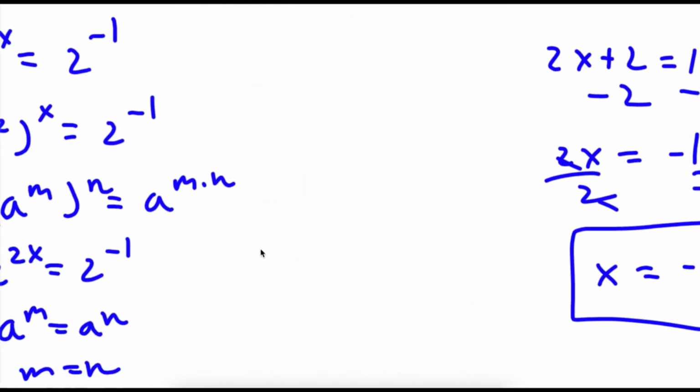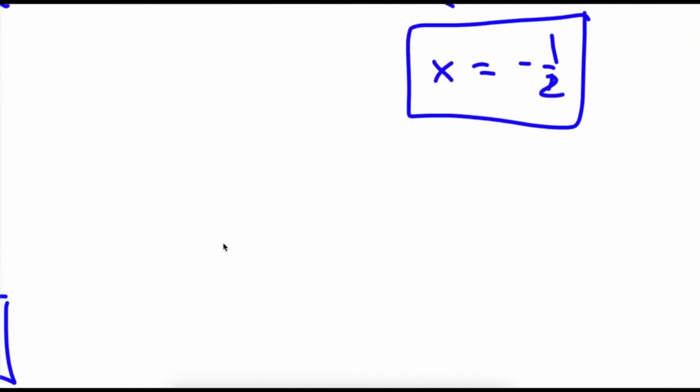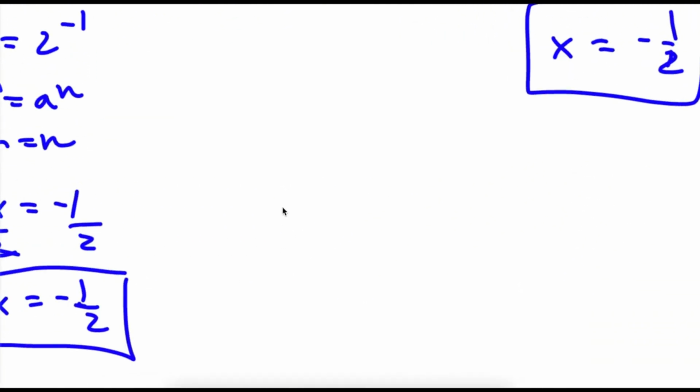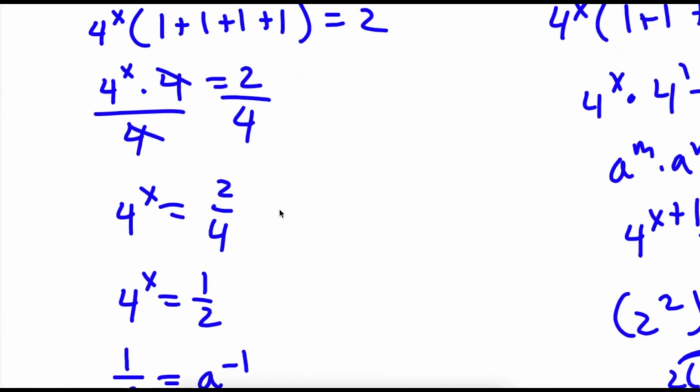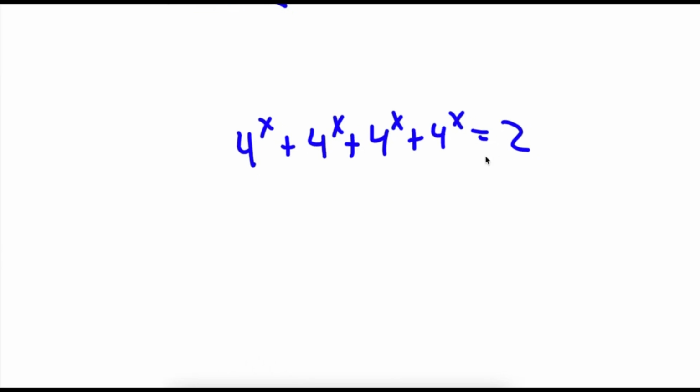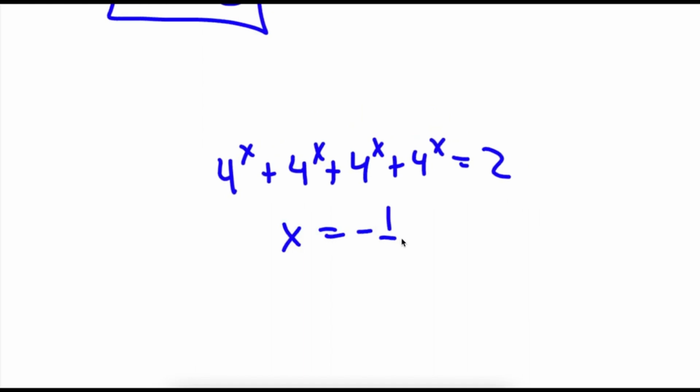So as you can see, there were two different methods, but I got the same answer on both of them. Now to check my work, my original equation was 4 to the power of x plus 4 to the power of x plus 4 to the power of x plus 4 to the power of x is equal to 2. x is equal to negative 1/2.